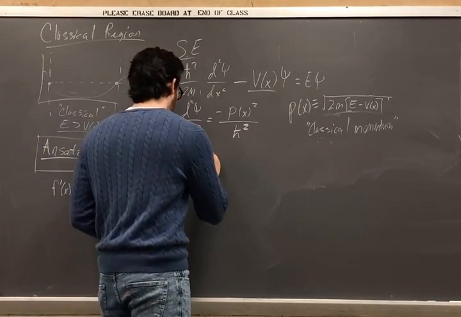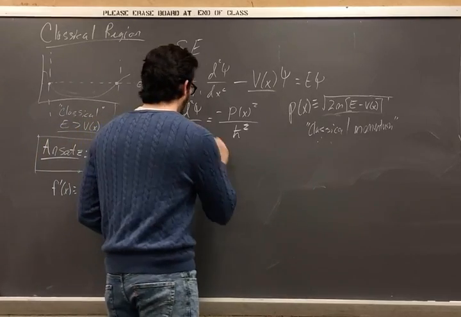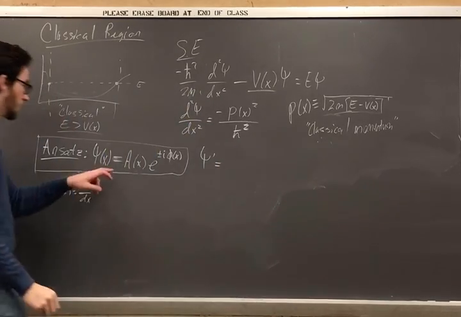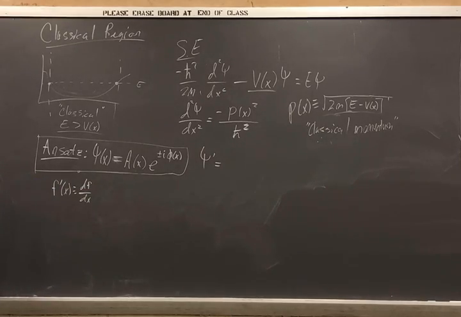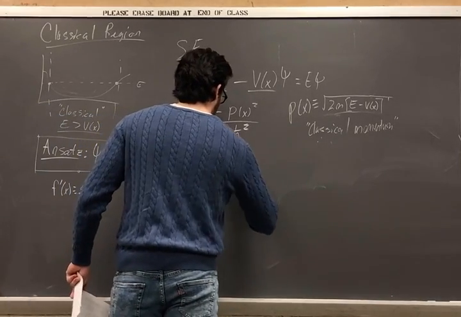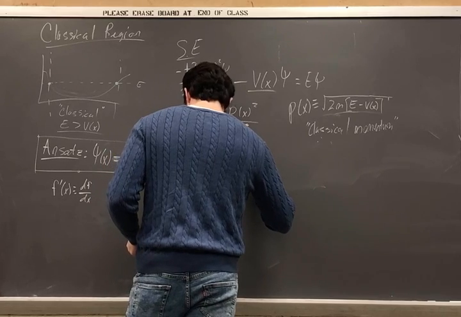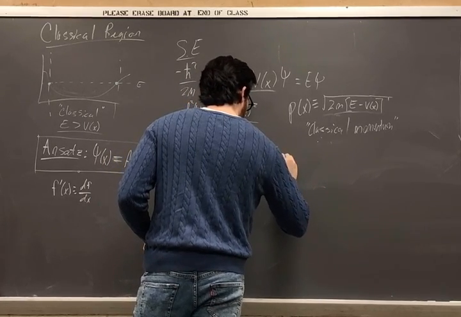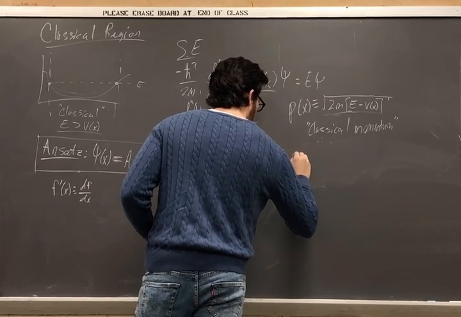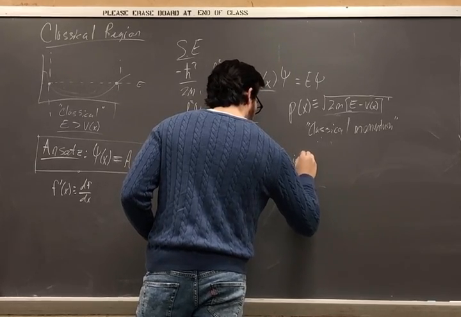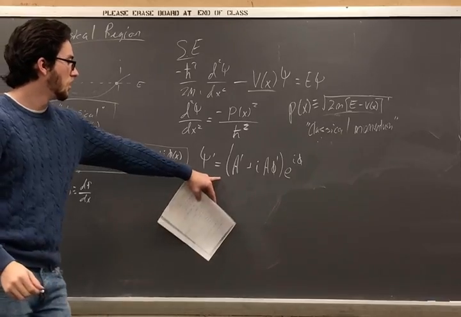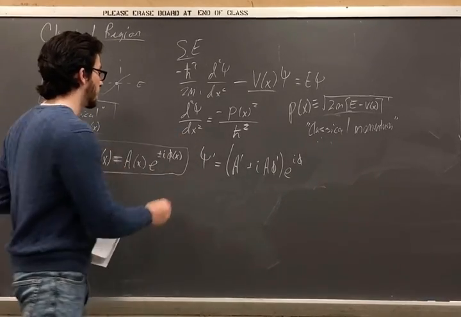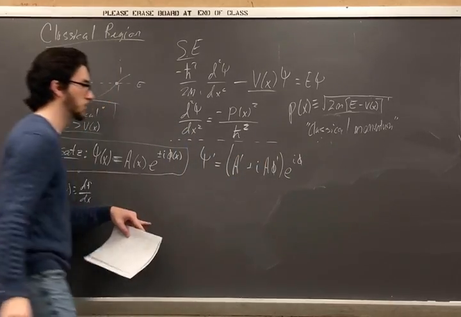And I'm going to say, using that ansatz, what does psi prime look like? Well, using that ansatz, psi prime has to look like a prime plus i a phi prime, times e to the i phi, okay? So here we have our first derivative, but in our equation here we have the second derivative. So you just got to separate it there.